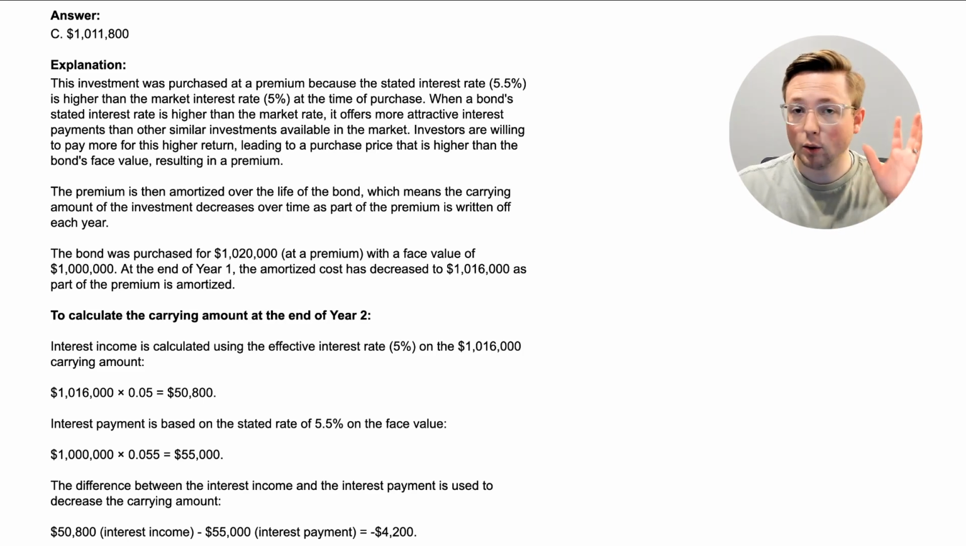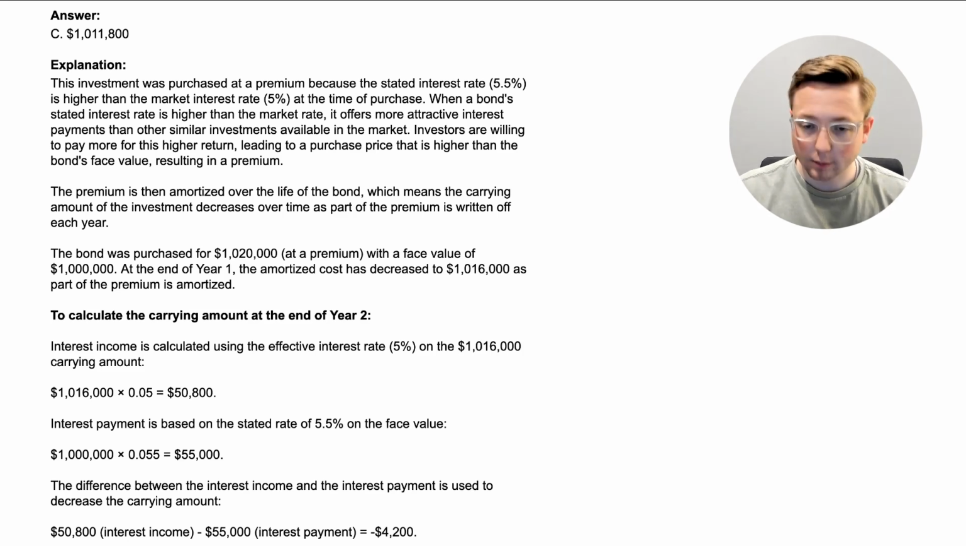So that's a way you can tell, even if for some reason you aren't given the face value or the par value, you can tell if there's a premium if the stated interest rate is higher than the market rate, or vice versa for a discount if the market rate is higher than the stated rate. When a bond's stated interest rate is higher than the market rate, it offers more attractive interest payments than other similar investments available in the market. Investors are willing to pay more for this higher return, leading to a purchase price that is higher than the bond's face value, resulting in a premium.